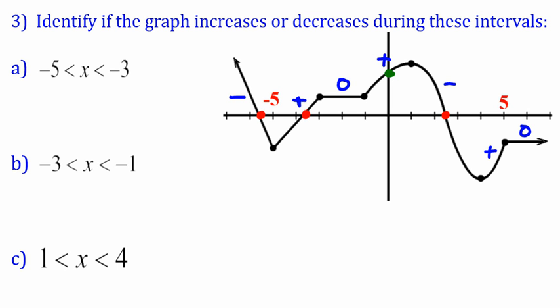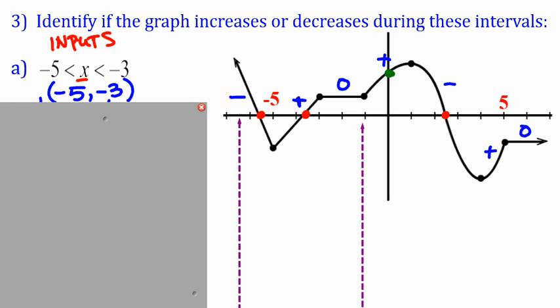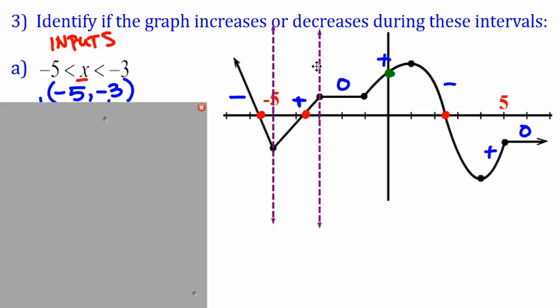So the intervals that we want to look at, if we look at part A, says we want to look at the interval where x is greater than negative 5 but less than negative 3. So x is referring to the inputs, right? So we're using these x values, the inputs, to see what's happening. So if I look at those inputs, negative 5, here's our boundary here, to negative 3, here's our boundary here. So as I look for these inputs, what are the outputs doing? The outputs we said are increasing, so we can write increasing.